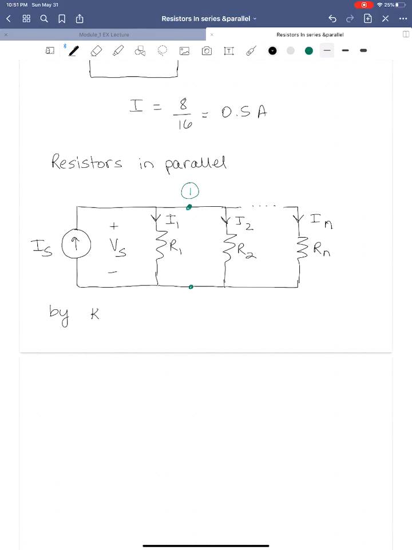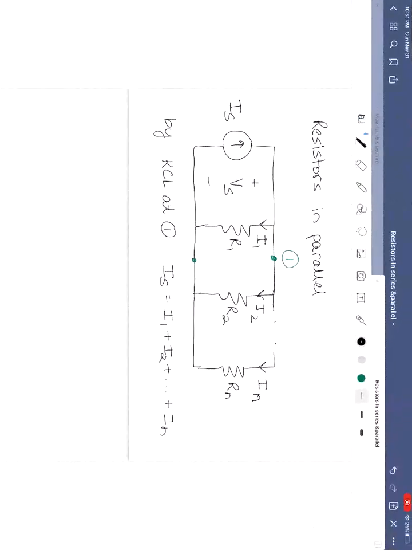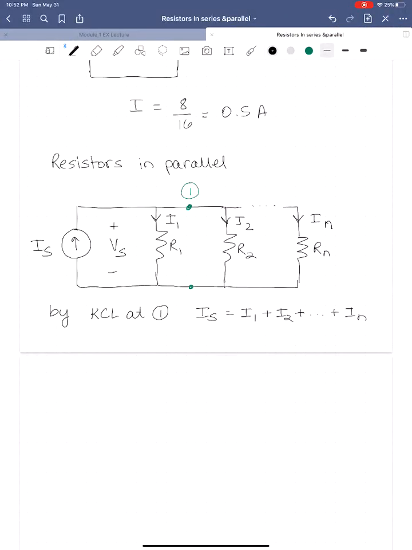So by KCL at node 1, we're going to do currents flowing in equals currents flowing out. So we'll have I sub S is equal to I1 plus I2 all the way out to I sub N. I'm going to do just a little bit of switching here and put the currents for the resistors on the left-hand side. So I1 plus I2 all the way out to I sub N is equal to I sub S.